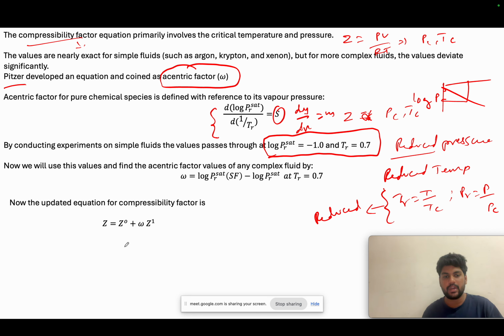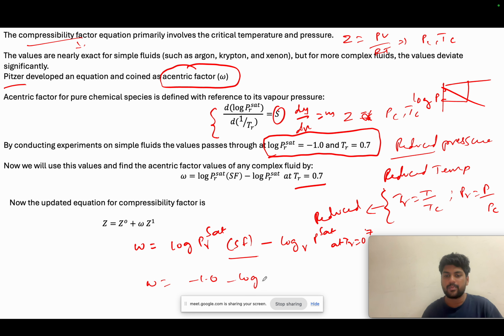From that they said that if you have any compressibility factor, with the eccentric factor W, what we can do is find out the difference between the simple fluid and the desired fluid. As we all know, keeping the temperature constant at TR equal to 0.7, the simple fluid value is -1, so that's why W equal to -1.0 minus log P saturation. Then they define Z, which initially is PV by RT, as Z equal to Z0 plus W into Z1.